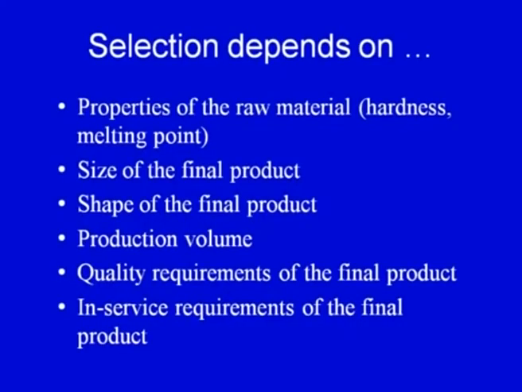Now what are the parameters, or what are the factors which have to be taken into account while selecting a manufacturing process? That are there on your screen. Once again, to finalize, properties of the raw material, size of the final product, shape, production volume, quality requirements and in-service requirements are the important factors to be taken into account.